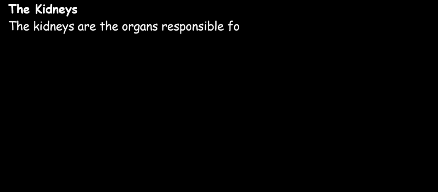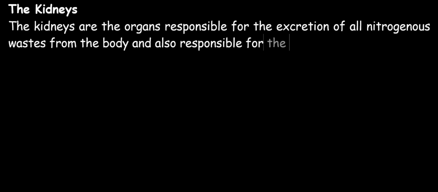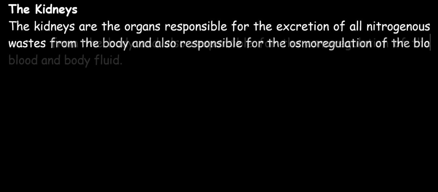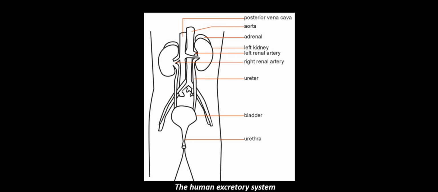The kidneys are the organs responsible for the excretion of all nitrogenous waste from the body, and they are also responsible for the osmoregulation of the blood and body fluid. I will show you a diagram of the human excretory system showing the kidney in particular. With this diagram we are going to be talking about the structure of the kidney.